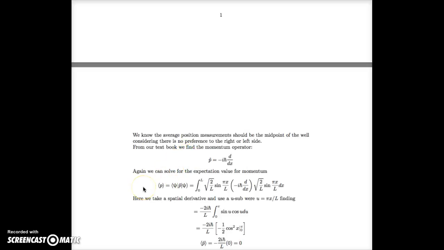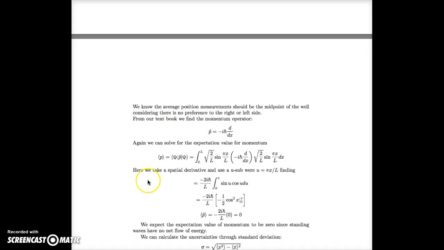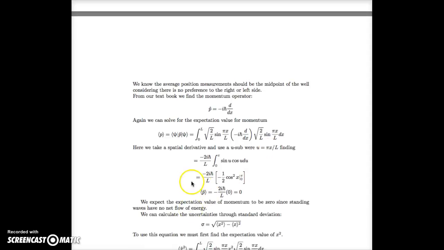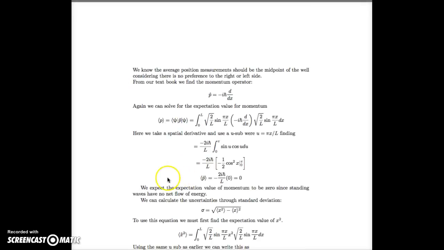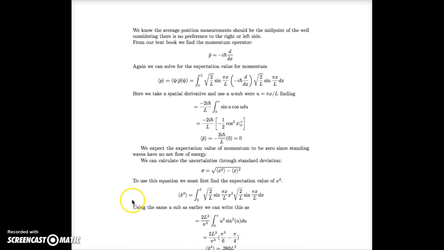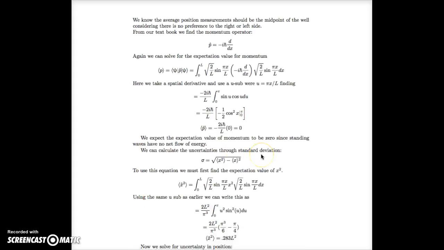Again, we solve for the expectation value for momentum in the same way as before. We can take a spatial derivative and use the u-substitution u equal to pi x over L to solve for the expectation value of momentum, and we find that it is equal to 0. This makes sense if we consider the particle in the box as a standing wave, which would have no net flow of energy. We calculate the uncertainties through standard deviation.